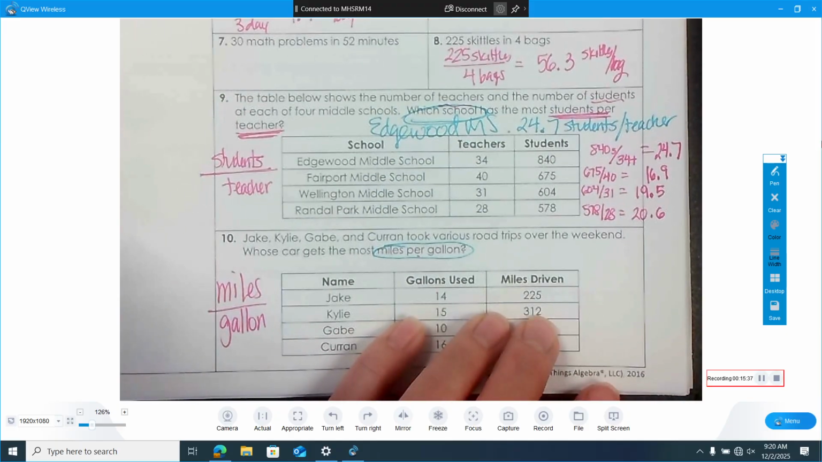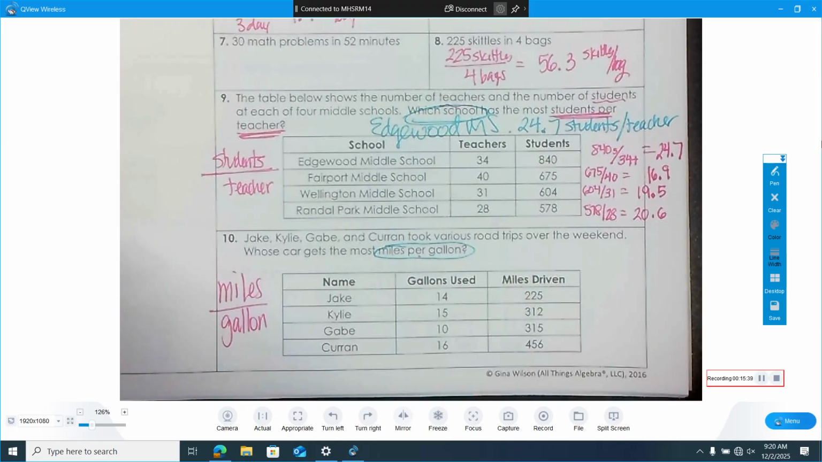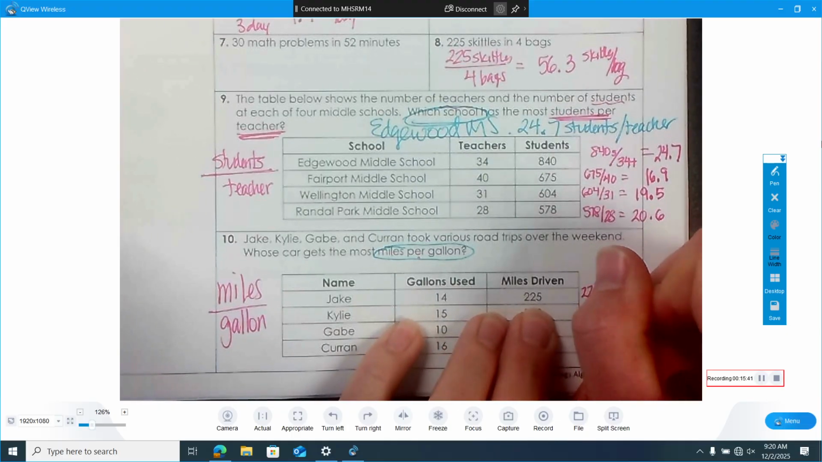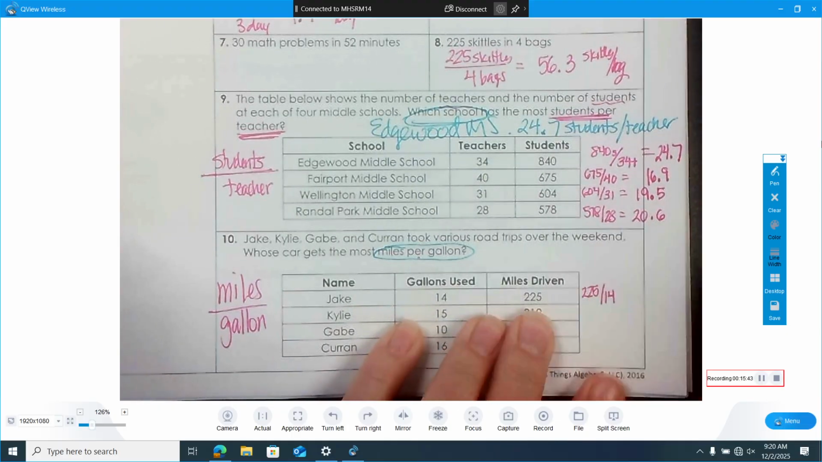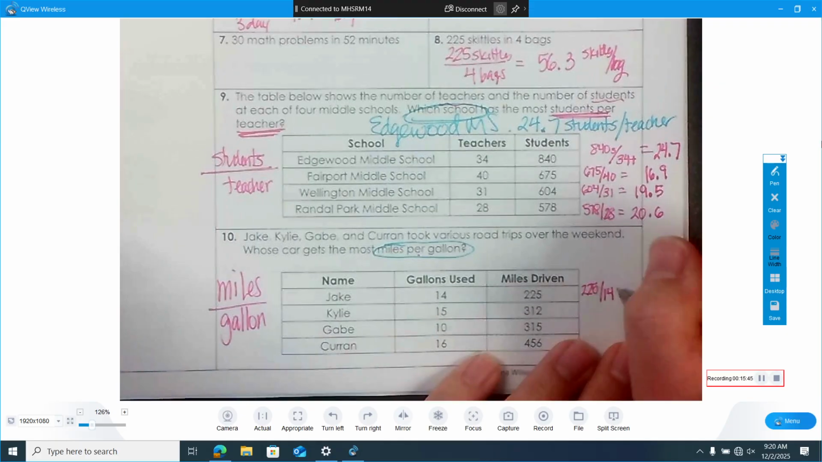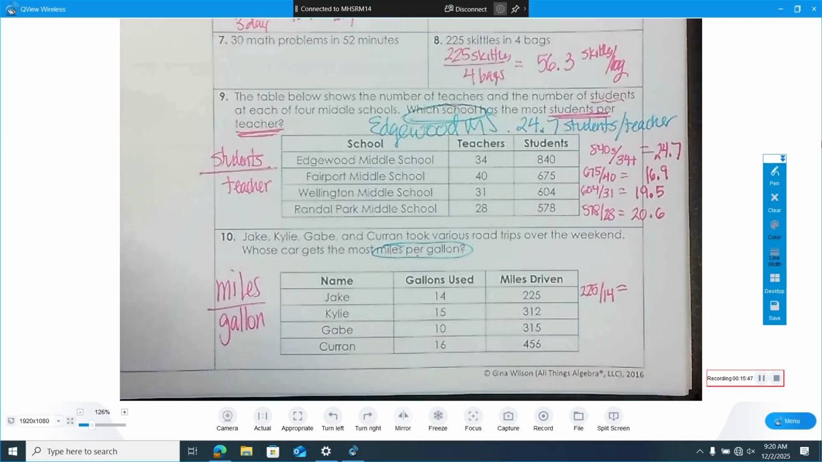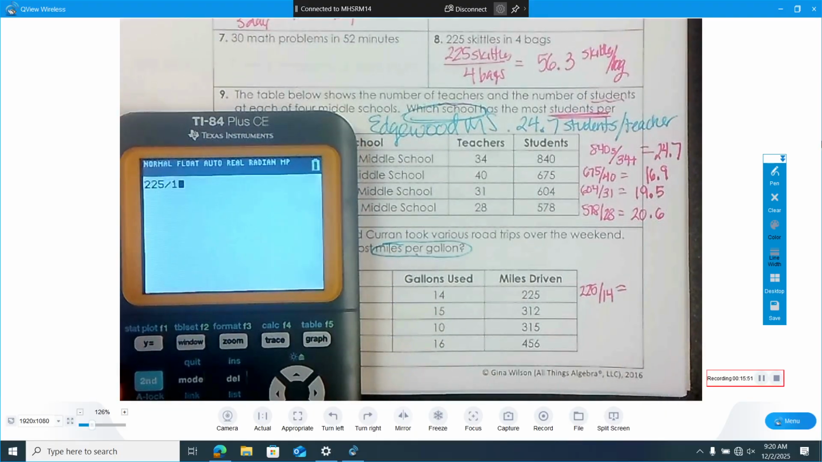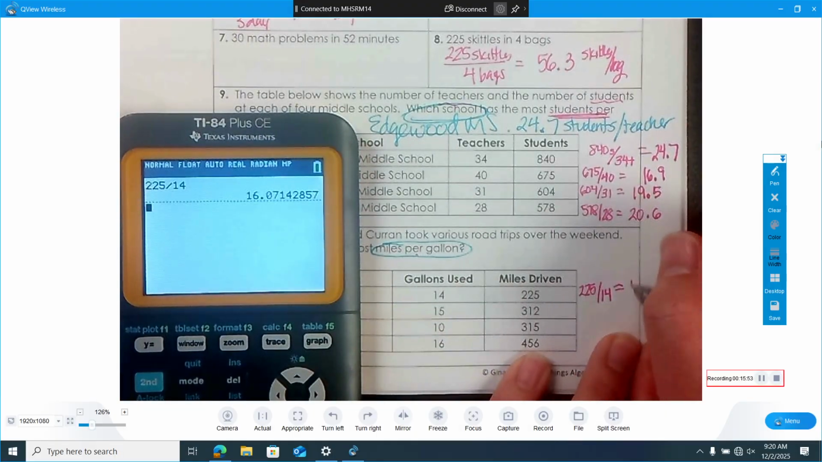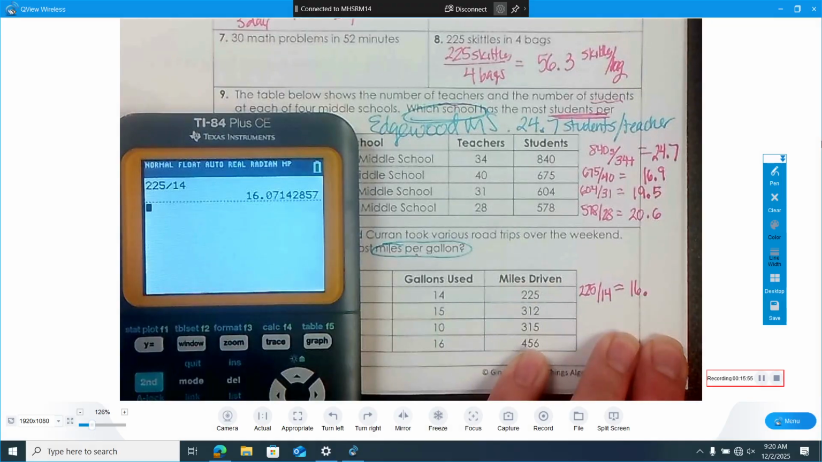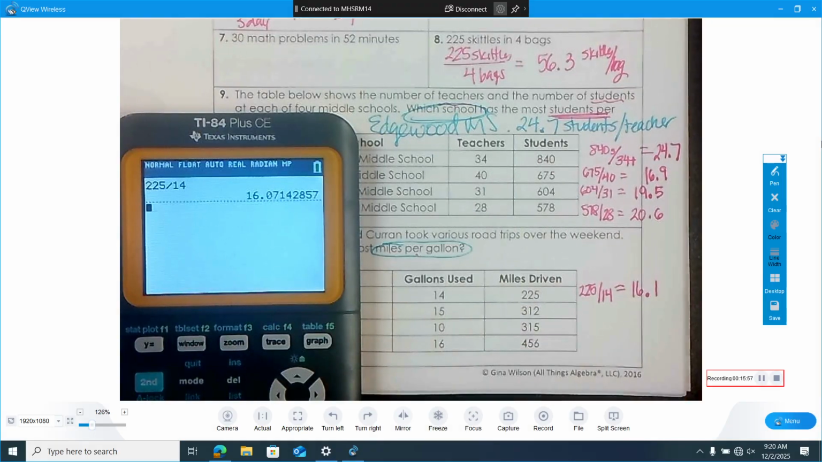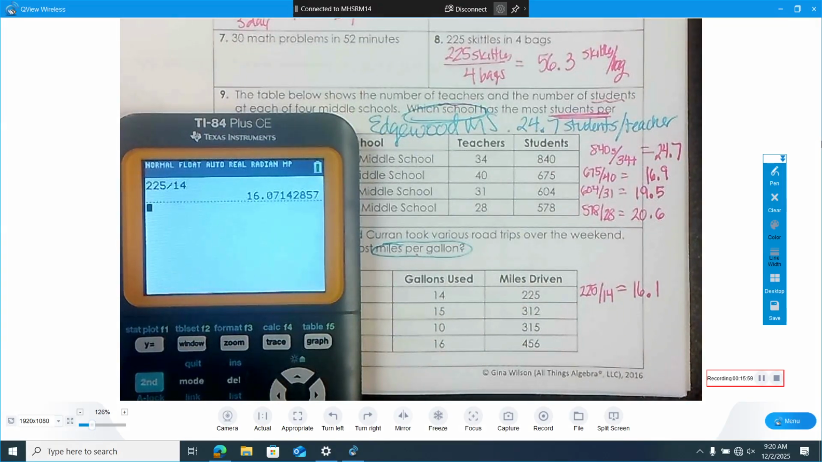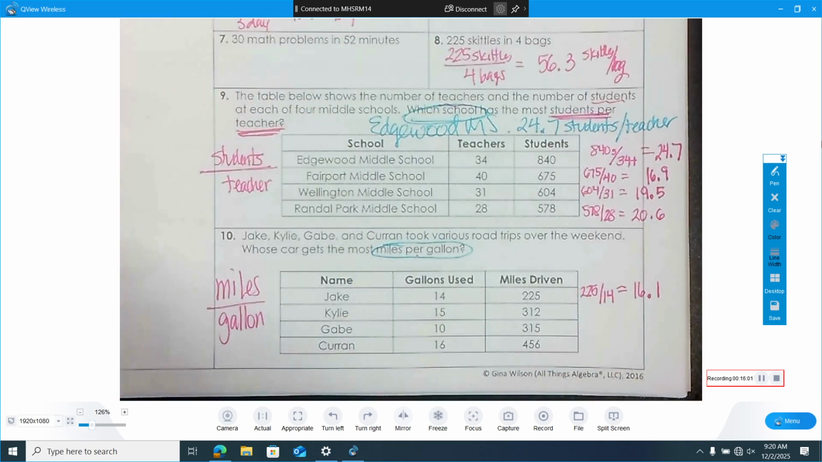So what should we do for Jake? Yeah, 225 divided by 14. All right, 225 divided by 14. We get about 16 point what? 16.1, very good. 16.1. All right, take a second and do the rest of those.